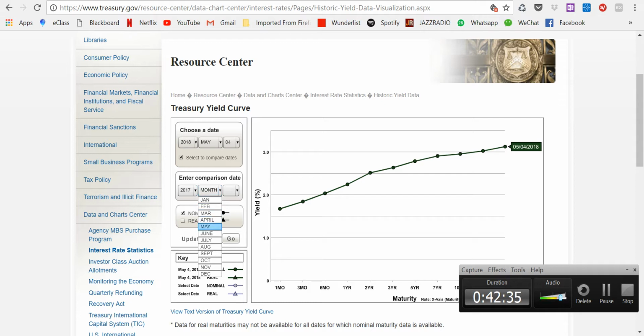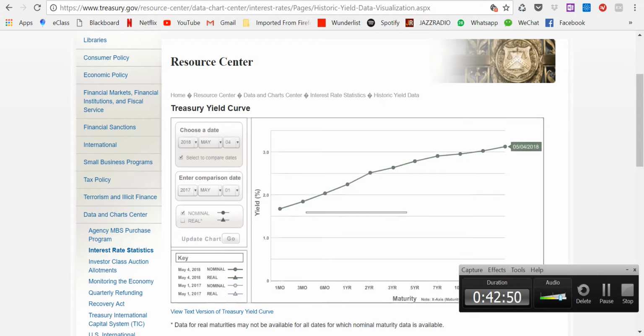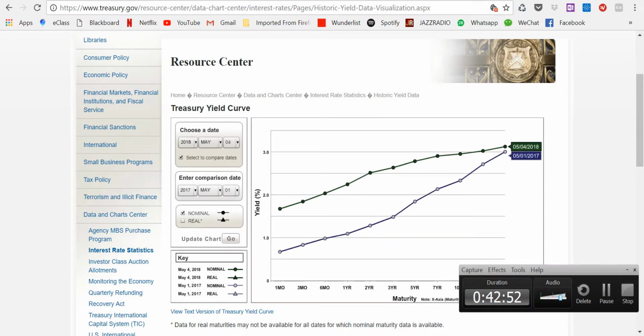When you are talking about curves flattening or steepening, you are talking about the curve traveling from A to B. You have to specify some kind of a time frame. So what did the curve look like 12 months ago? Now, as you can see, the long rates didn't really move very much.